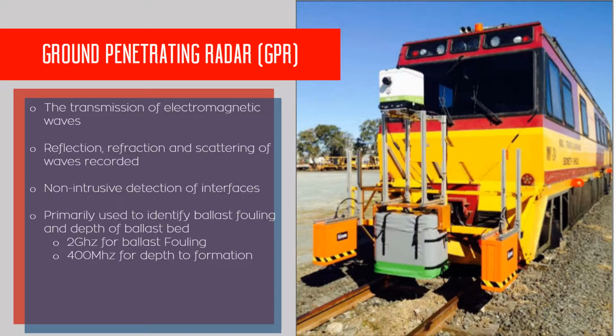GPR in the railway utilizes two types of antenna, which have separate purposes. A 2 GHz antenna is used to identify the ballast condition, and a 400 MHz antenna is used to identify the depth of the ballast bed.